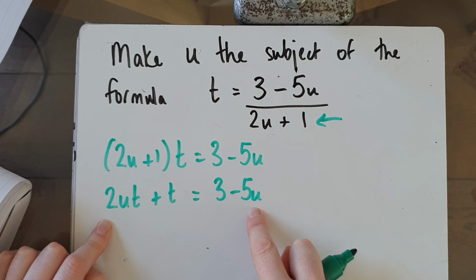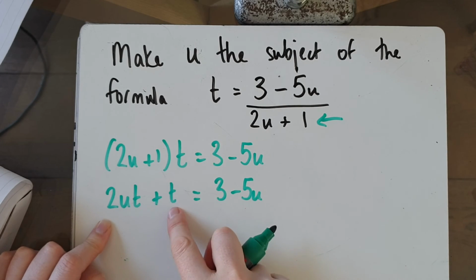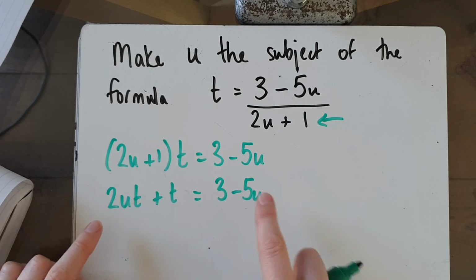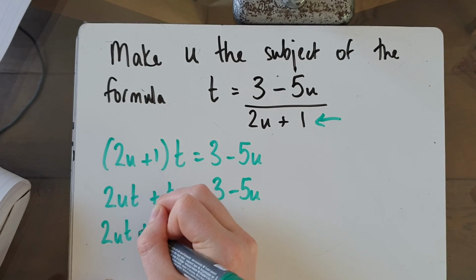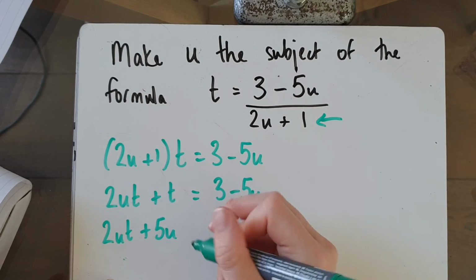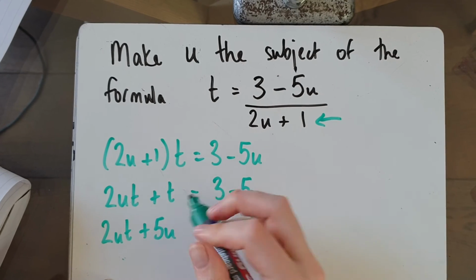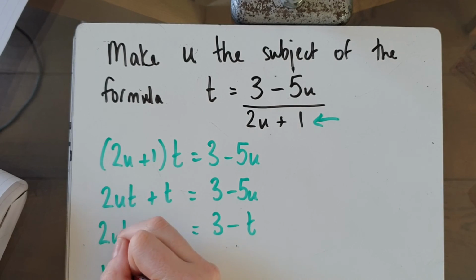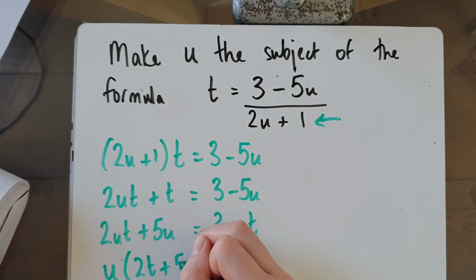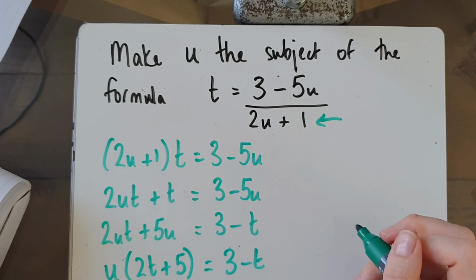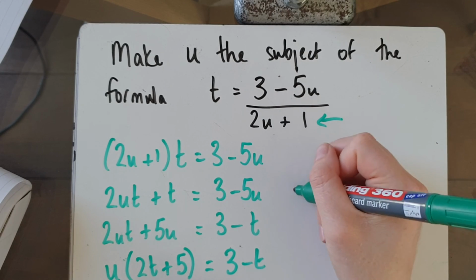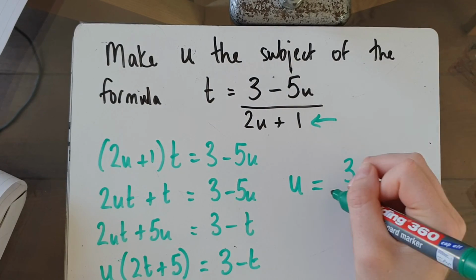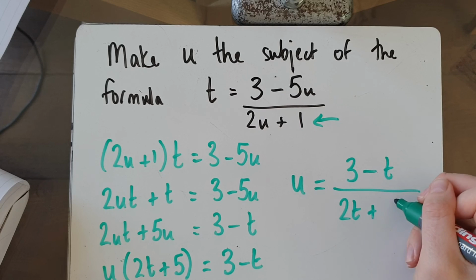Add 5U to both sides to take the U terms over here. Subtract T from both sides to take the non-U terms over here. So this will be 2UT plus 5U, so that will disappear from that side. And this will be 3 minus T, so T disappears from this side. I want to make U the subject, so I'm going to factorise U out. And then the last step is to get U equals, I'm going to divide by this bracket, so I get 3 minus T over 2T plus 5.